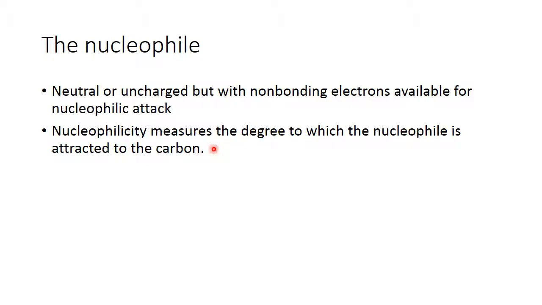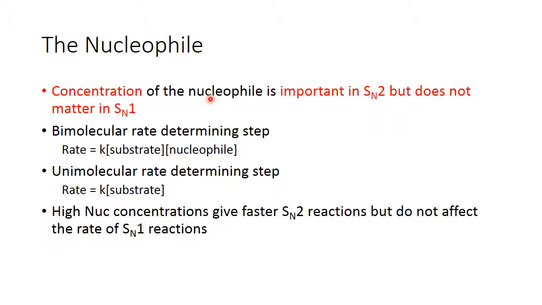There is something that we call nucleophilicity that measures how nucleophilic something is. So it's basically measuring how much the nucleophilic atom is attracted to the carbon with its large del positive. The concentration of the nucleophile is important, but only in SN2. Because it is not in the rate-limiting step of SN1, the concentration of the nucleophile does not matter, nor does the characteristic of the nucleophile matter.